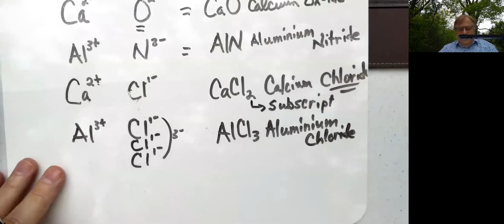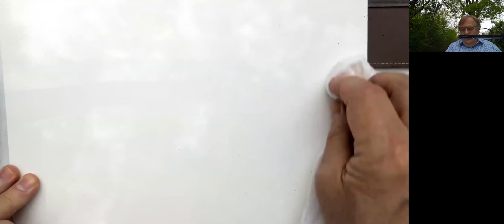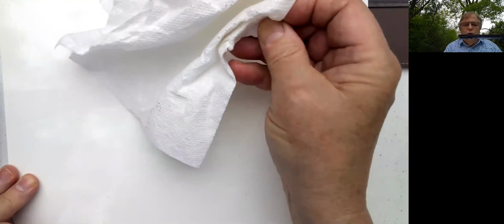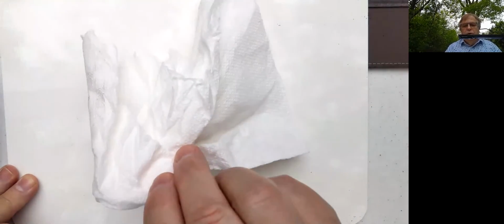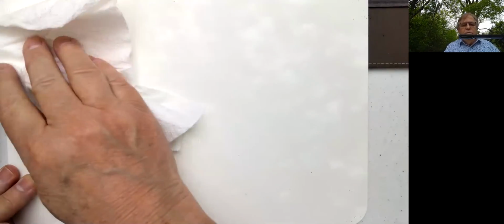Let's go over here and erase this. Notice I have my special eraser here. They come in big rolls that you can buy at places like Sam's. All right.